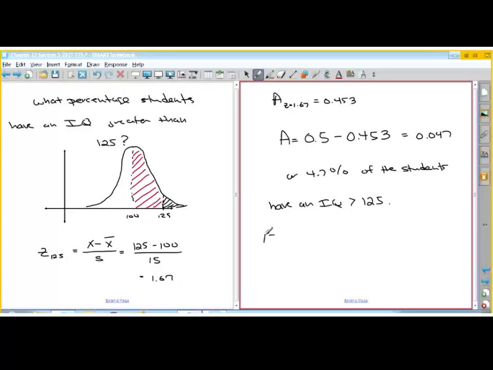So let's say you had 150 students in an elementary school per year on average, because it varies from year to year. Some years you have smart kids, some years you don't have as many smart kids. So you multiply that by 0.047, and you get 7 students.